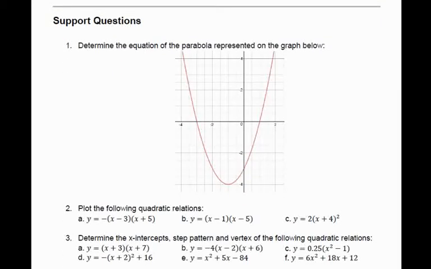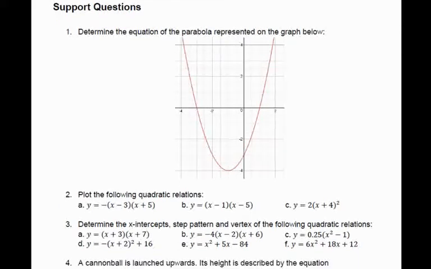So the first one here says determine the equation of the parabola represented on this graph. Now looking at this graph, what I can see is I can find the vertex. So I could write this in vertex form, but because we were learning this in intercept form, I'll explain how to write it in intercept form. So there's a 0 at (2, 0), and there's a 0 at what looks like (minus 3, 0). So this would be y equals a(x minus 2)(x plus 3).